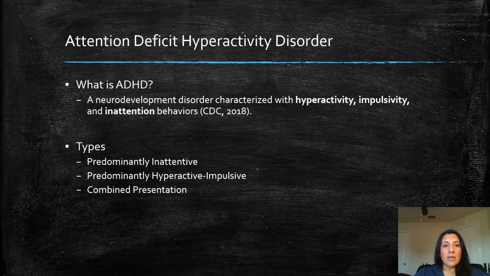So the CDC does define ADHD as a neurodevelopmental disorder, which is characterized by hyperactivity, impulsivity, and inattention behaviors. There are different types of ADHD. So you'll have those who are predominantly inattentive. You'll have those who are more hyperactive and impulsive, and then you have those who have a combination of the presentation as well.